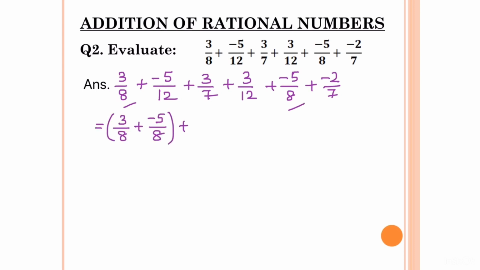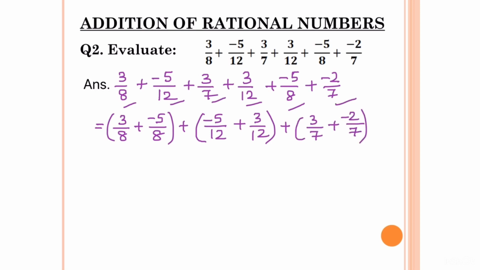Next, minus 5 by 12 and 3 by 12. Next, 3 by 7 and minus 2 by 7. So after writing in this way, now this expression will be equal to, since the denominators are same, I am going to take the common denominator as 8 and add the numerators.